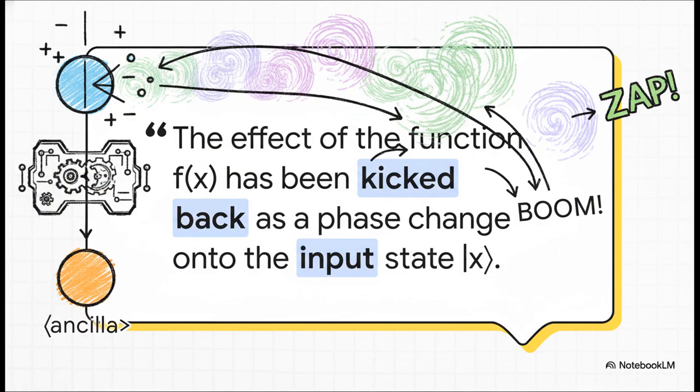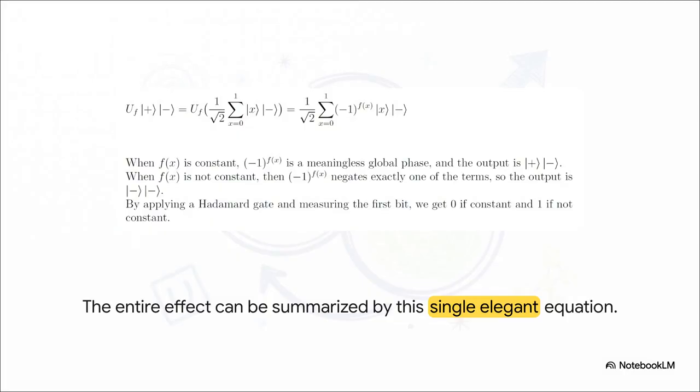The information about the function's output, was it a 0 or a 1, didn't stay on the helper qubit. Instead, it was kicked back as a phase, a little plus or minus sign, onto the original input state, ket x, the one we never even directly touched. And this single, totally elegant equation you see here summarizes that entire effect perfectly. The oracle's operation on our combined state results in minus 1, raised to the power of the function's output, f of x, all multiplied by our original input state.